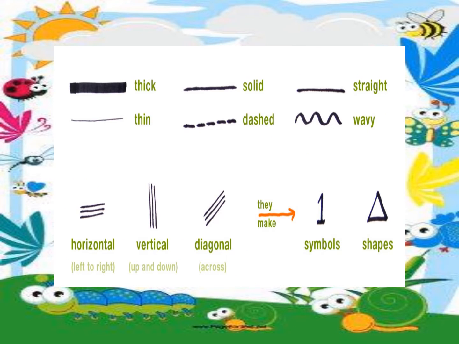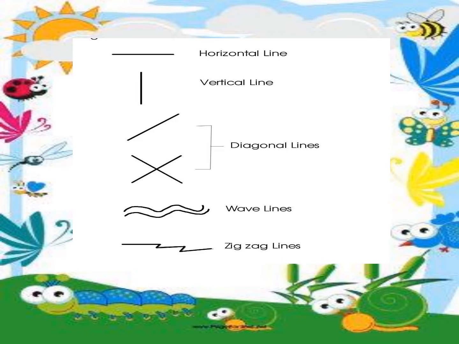Examples of lines. So, merong thick, thin, solid, dash, straight, wavy, horizontal, vertical, diagonal. They make symbols and shapes. So this is the example of horizontal line, vertical line, slant line, or diagonal line, wave lines, and zigzag lines.